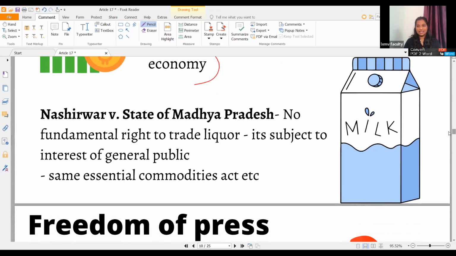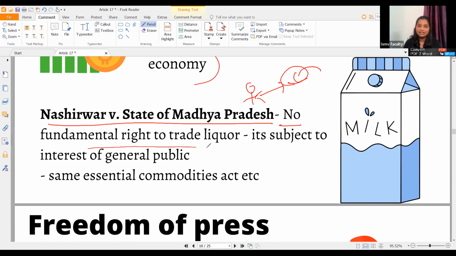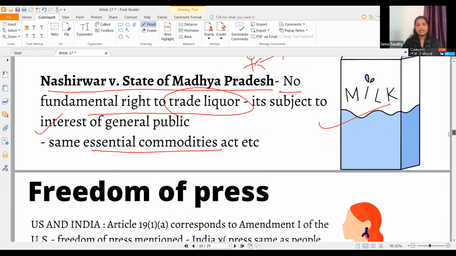Now there is an interesting case. This was a case in Madhya Pradesh. There was some restriction placed on the liquor trade. One person came in and stated that I have the right to take on any profession, so why are you restricting me? The court rightly stated that profession is there, but there is no fundamental right to trade in liquor. In the interest of the general public that can be curtailed. This applies equally to essential commodities like milk, rice, all those food items. Now we have done it.